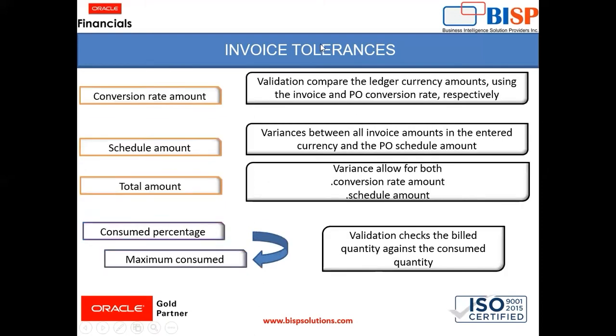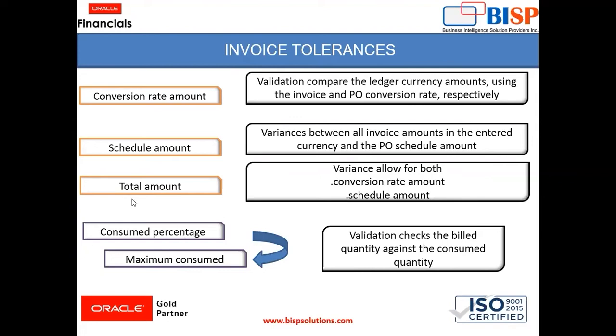Then the next is conversion rate amount. In this, validation compares the ledger currency amount using the invoice and purchase order currency rate respectively. This can be used for foreign currency invoices. Now, next, schedule amount. It gives variances between all invoice amounts in the entered currency and the purchase order schedule amount.